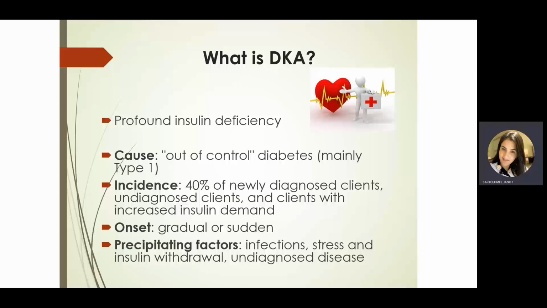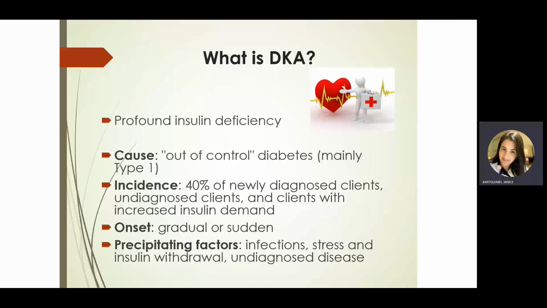This is when you have complete deficiency of insulin, like literally your glucose levels go extremely high. Your diabetes is out of control. That's why it happens mainly in type 1. Typically, you're going to see people that maybe have run out of medication, they're underdiagnosed, they haven't been diagnosed yet, or they're newly diagnosed and they're still trying to find a balance with their insulin and glucose and all of that.